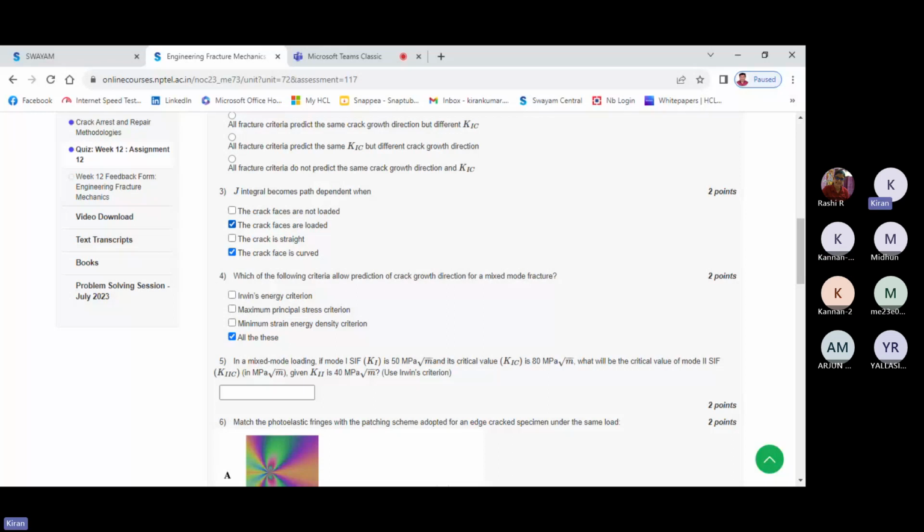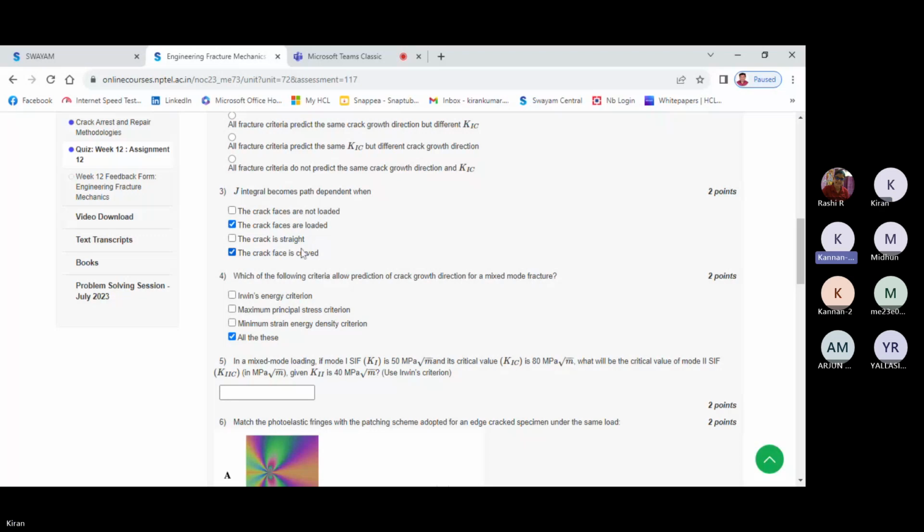If you go to the previous week's lecture, the usefulness of J topic is there. In that, path dependence of J is covered. If the crack faces are loaded, J is generally path dependent. That is last week. If you refer back to that video, the introduction to J integral, it is there.